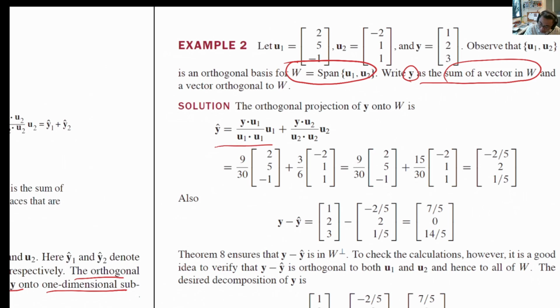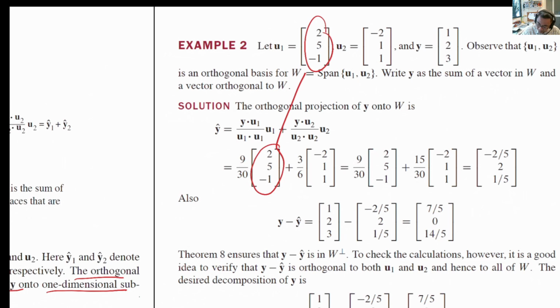We can use equation 2 over here, where remember we have u1 and u2 as the basis. Here is c1, here is c2, found by this expression. Please plug in the values by yourself. I'll circle them for you. This is u1, this is u2, this is c1, this is c2, and we can get y hat.